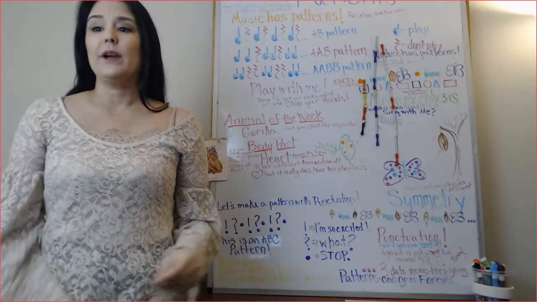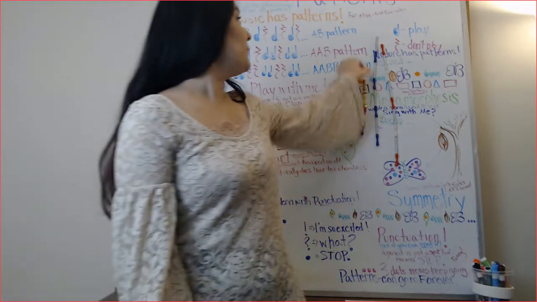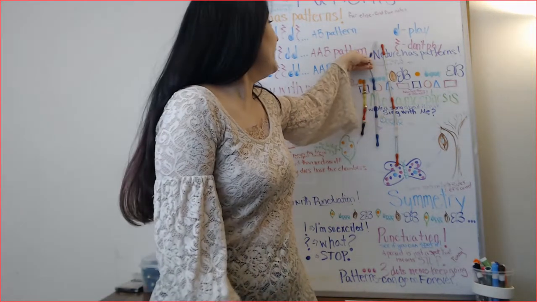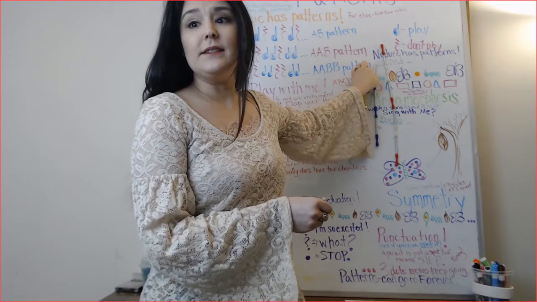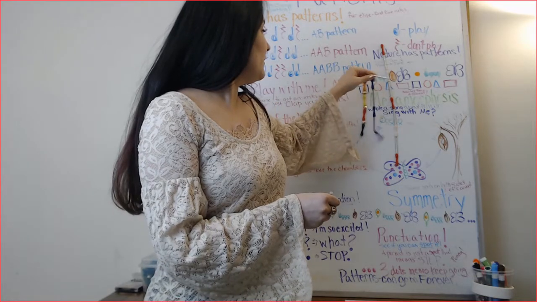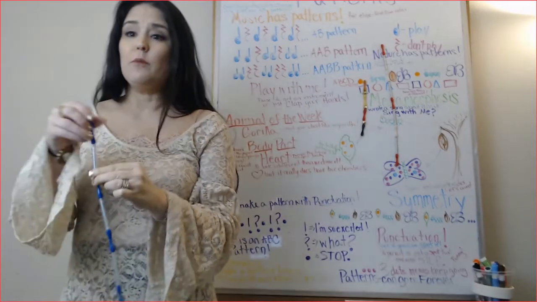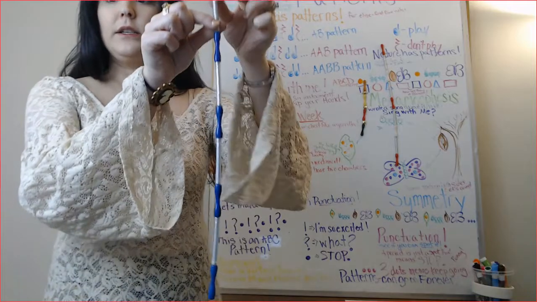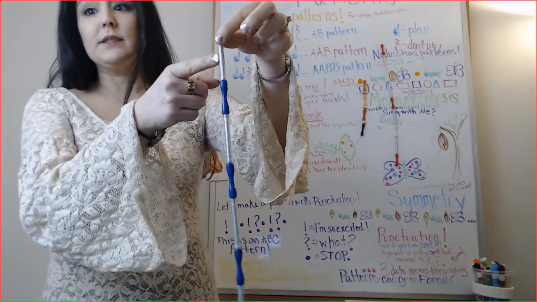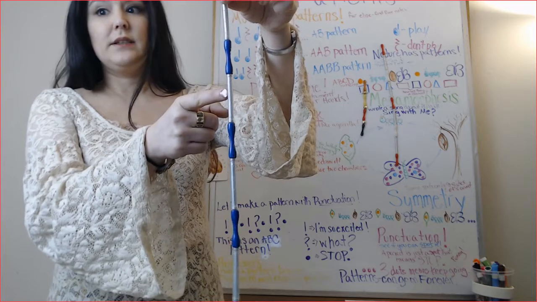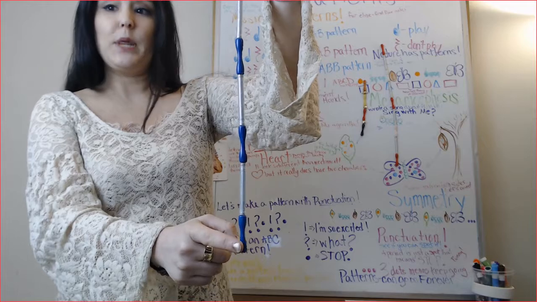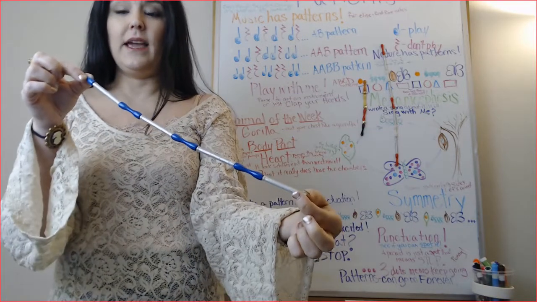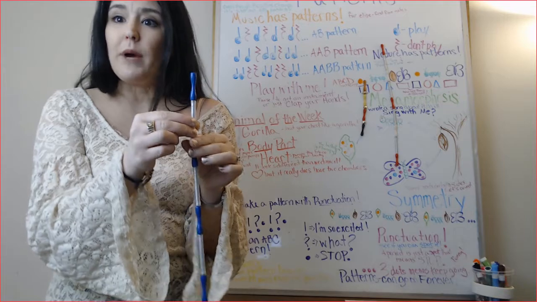And let's get started. Okay, friends, the first pattern we are going to talk about today is the very easiest pattern of all. And that is an A-B pattern, okay? So let's start out by talking about color. Can you see this? Can you see how it's silver, blue, silver, blue, silver, blue, silver, blue? That is an A-B pattern.